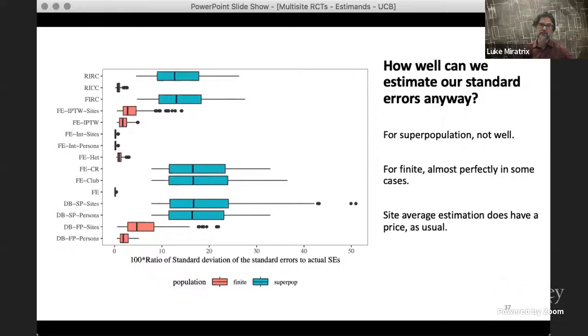The other piece of this is that standard errors are sometimes hard to estimate. For finite sample standard errors, you can estimate them very well. There's not a lot of instability. But for the superpopulation standard errors, in the blue box plots there, we're looking at the ratio of the standard deviation of the standard error, i.e. the standard error of the standard error, to the actual standard error. This is, again, from simulation studies across a wide variety of scenarios. And we're essentially seeing that for superpopulation standard errors, there's a lot of instability in estimating those standard errors. It's hard to get a handle on the precision.